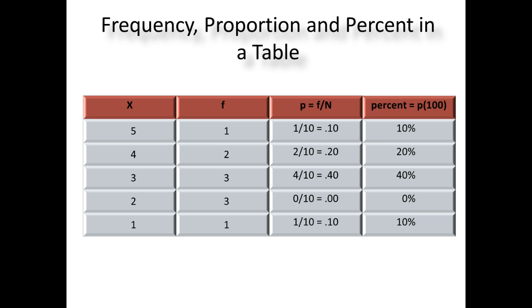So again, the categories in the variable are on the left column. Notice if we then sum the column F, we'll get 10, and if we divide each row in F by that total, 10, we can estimate a proportion. So if we only had 1 five out of 10 scores, that would represent 0.10, or 10% of the scores were a 5. That's pretty straightforward.